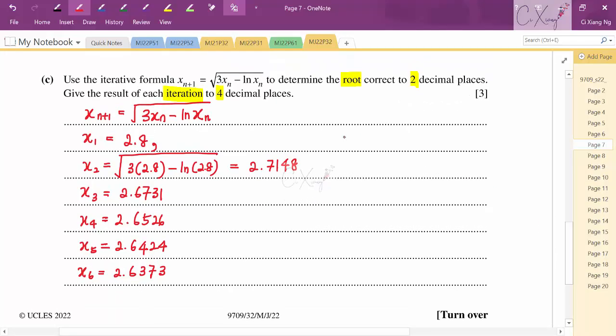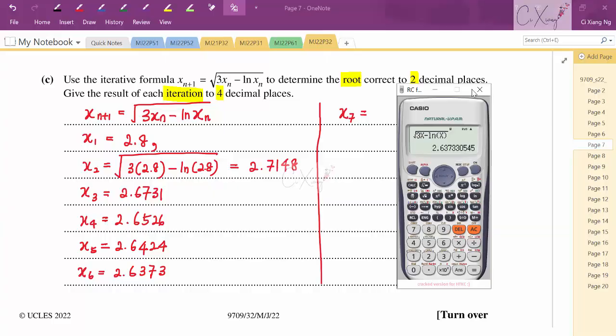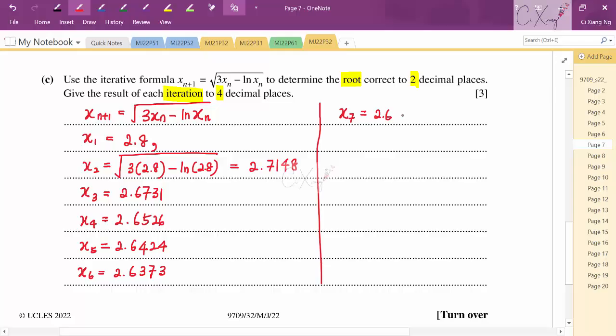Usually for my practice, I will continue for a few more times to confirm that this is my correct answer. So I continue with x7. Again, I type in, calculate, and then 2.6373. The next value that I get is 2.6348. So you can see this one is 2.64, 2.64, and it becomes 2.63 again for two decimal places. That means it is not constant yet, not fixed yet, not consistent yet. So you have to continue until it's consistent.